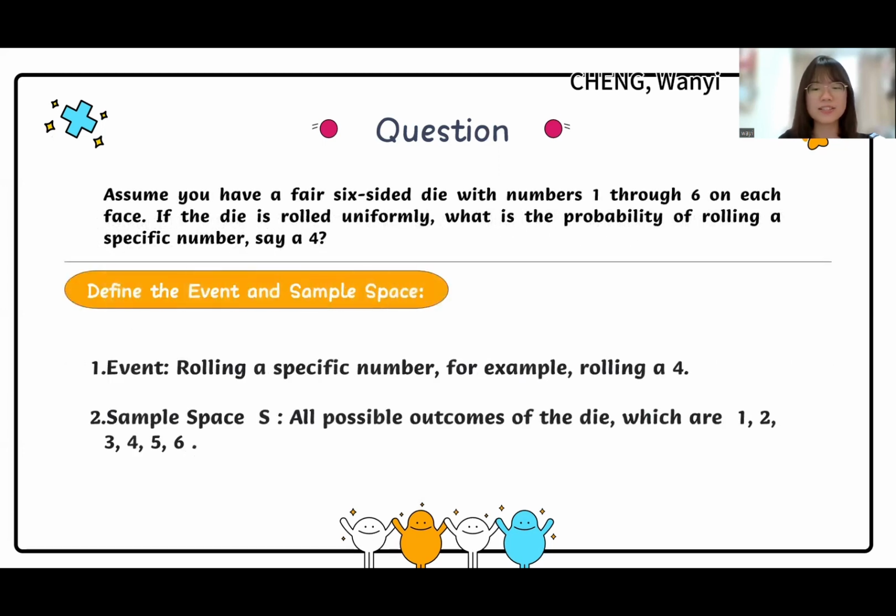Sure, in the first step we should define the event and sample space. In this example, we can learn that the event is rolling a specific number, for example, rolling a 4, and the sample space in this example is all possible outcomes of the die, which are 1, 2, 3, 4, 5, 6.